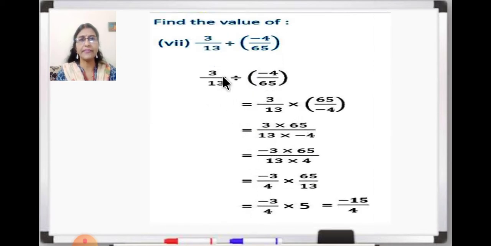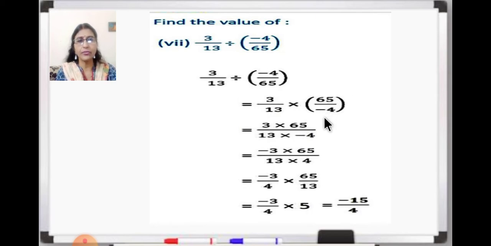Now question number 7, 3 upon 13 divided by minus 4 upon 65. Same method. Now first we'll write 3 upon 13. In place of division we'll write multiplication. This we will write in reciprocal form. So it will become 65 upon minus 4.